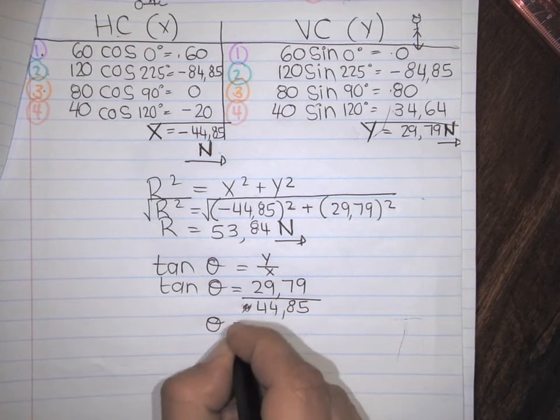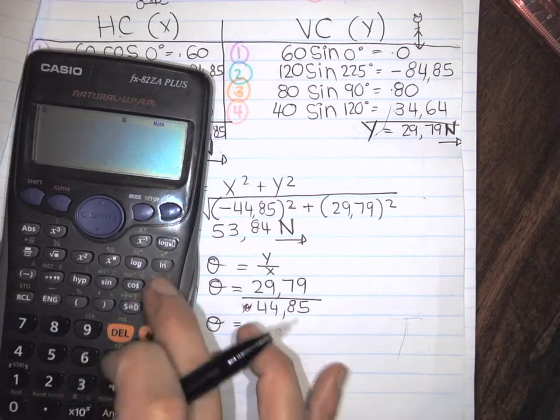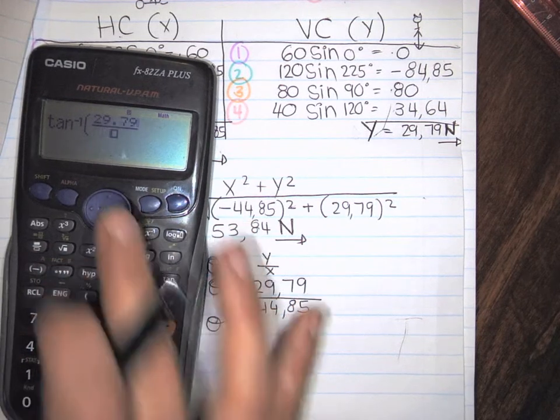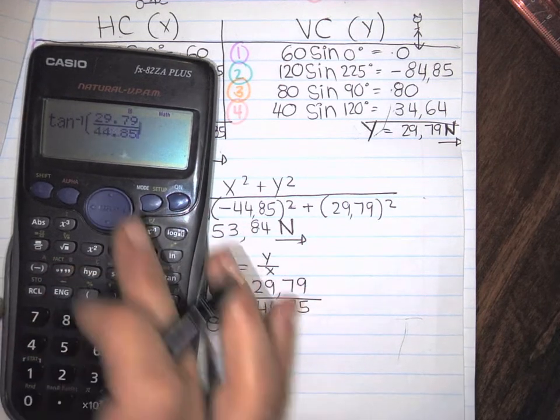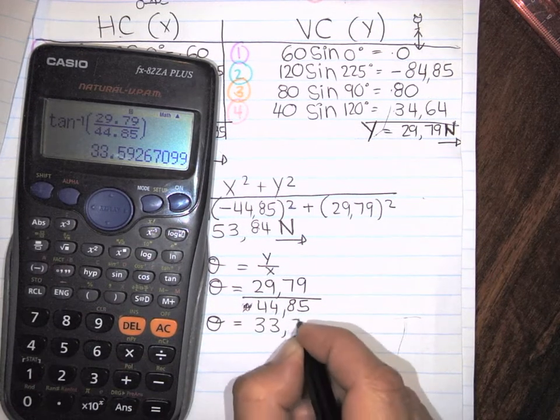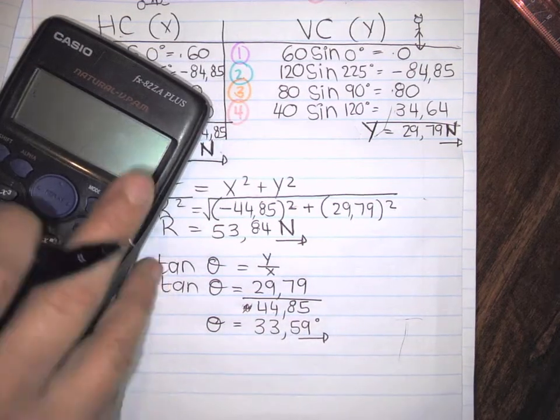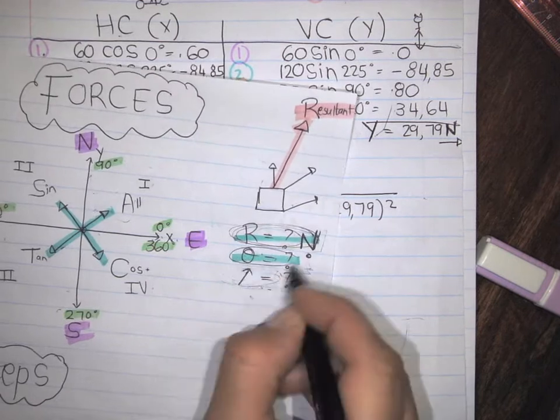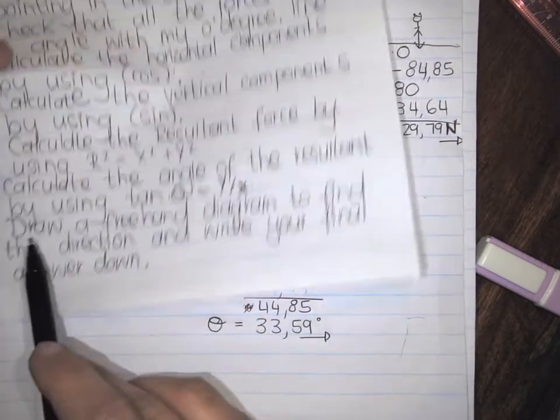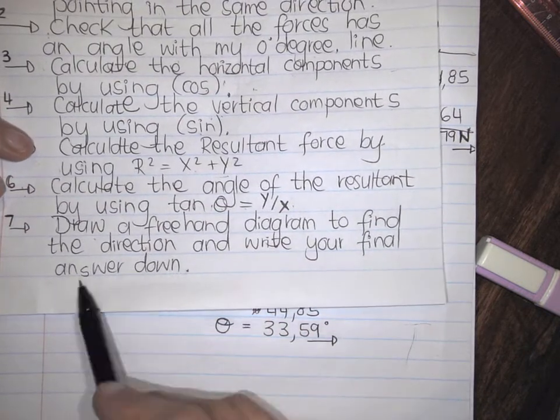So I want to get theta alone, which means I have to get tan away. So I have to say shift tan, 29,79 over 44,85. And that gives me 33,59 degrees, because that's an angle now. Okay? So I know it's working at an angle of 33,59. But now I need the direction. So step number 7, draw a freehand diagram to find the direction and then write your final answer down.